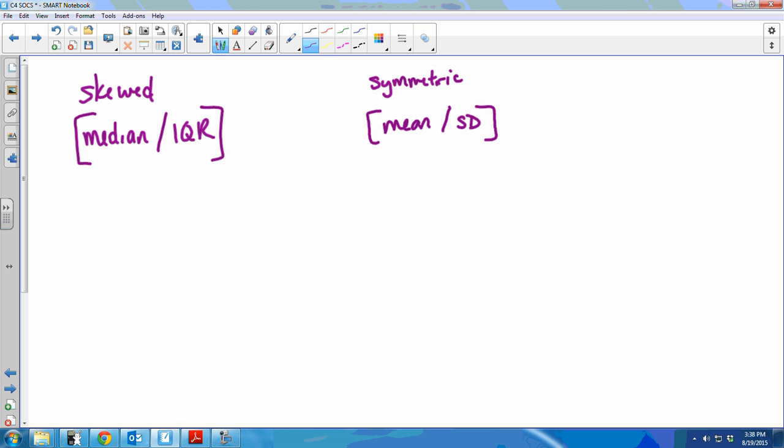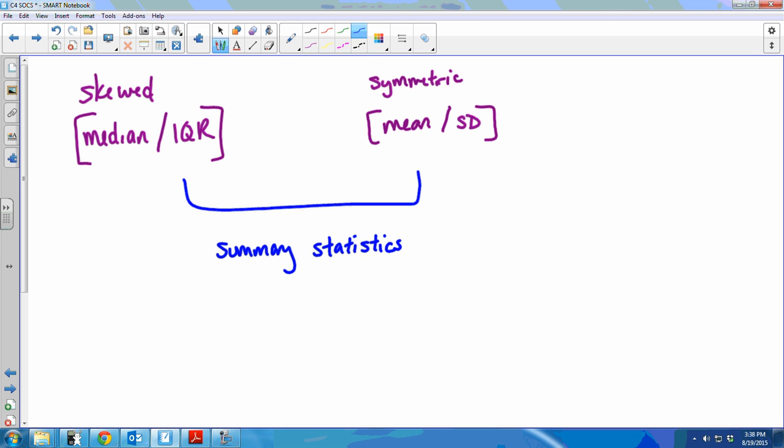So it's not optional. And lots of the homework questions tonight are going to ask you which summary statistics you're going to use. Well, those are your summary statistics. You have two options and no more than that. Okay? So let's talk about standard deviation.